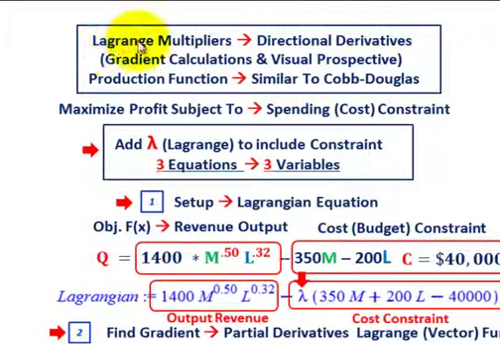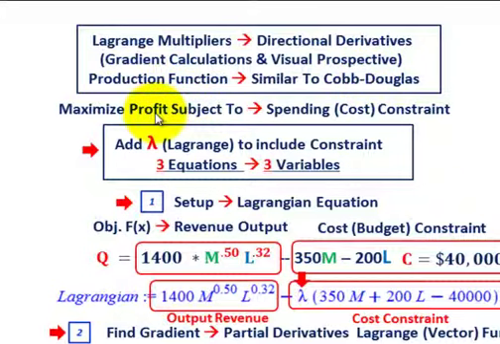What we're going to be going over here are Lagrange multipliers, and we're going to tie them into the directional derivatives. This is where we're going to be looking at gradient calculations and also some visual perspective when we include the Lagrange multiplier and the directional derivative. And we'll do it in terms of a production function, which is similar to the Cobb-Douglas production function.